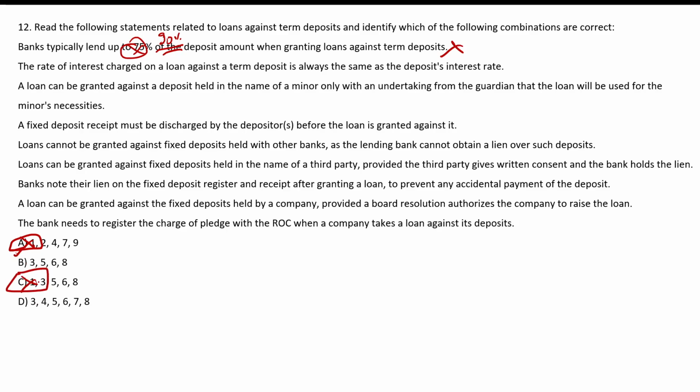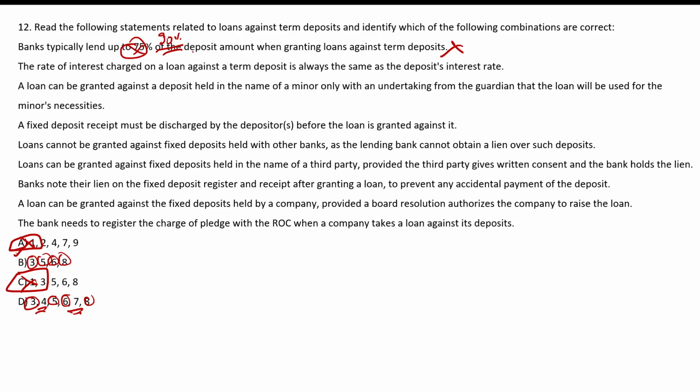Now option B and D, they have 3, 5, 6 and 8 in common. So we don't even need to read these statements. We don't need to read 3, 5, 6 and 8. Let's see only statement 4 or 7 to determine which option is correct. So let's read statement number 4.